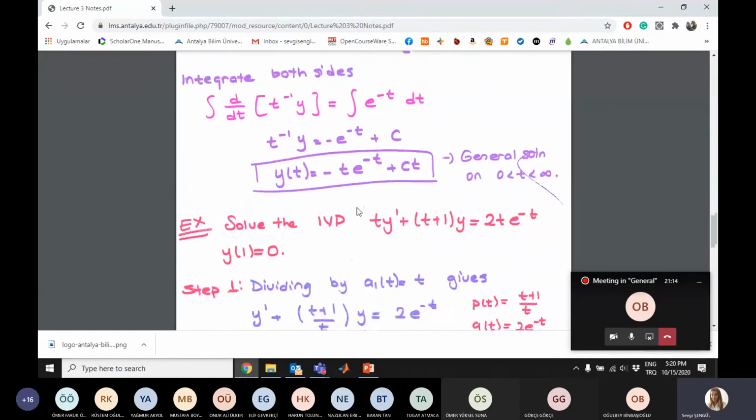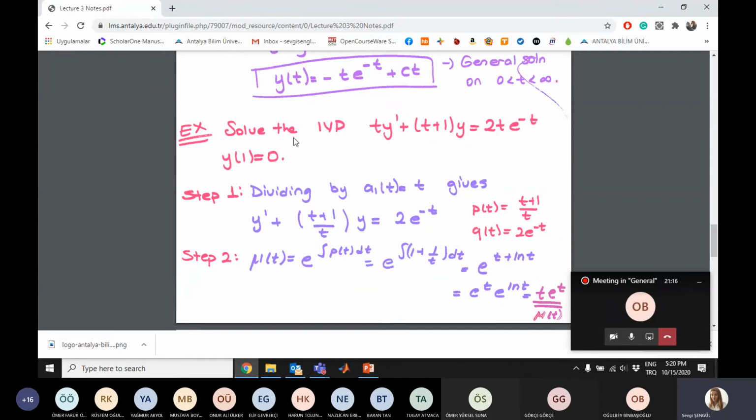And I was talking about this example. Solve the initial value problem. This is our differential equation. As you can see, this is a linear differential equation with variable coefficients, and we know how we are solving it.